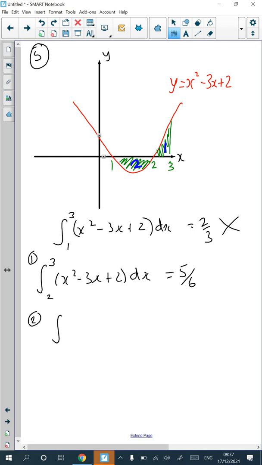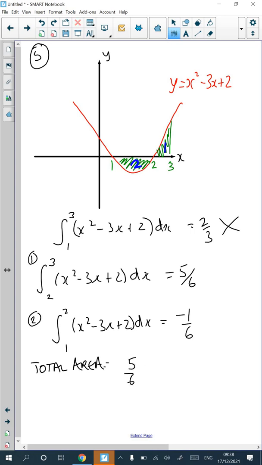Area 2, now I'm going to integrate between 2 and 1. But I know that if I integrate between 2 and 1, it's below the x-axis and it's going to give me my negative area. So the total area is 5/6 plus this area. The total area is 1. Right. Let's try another one.